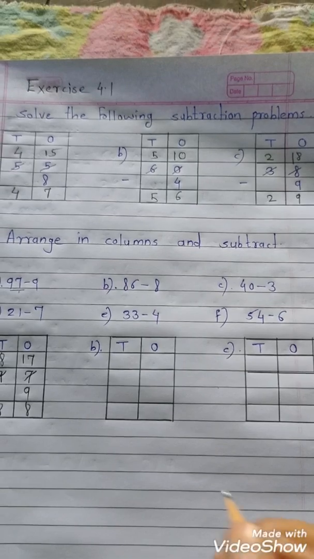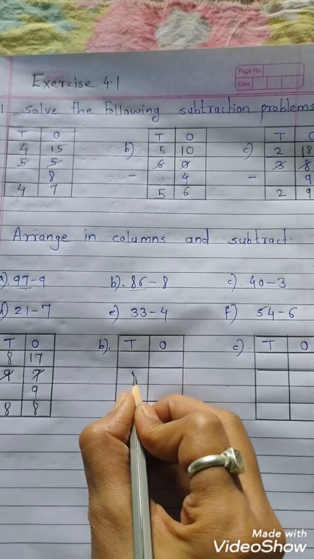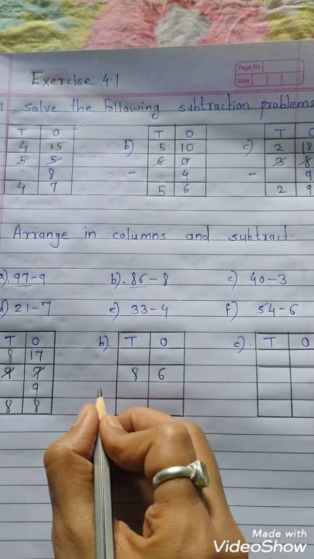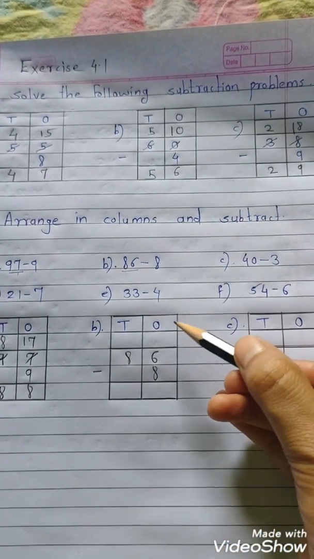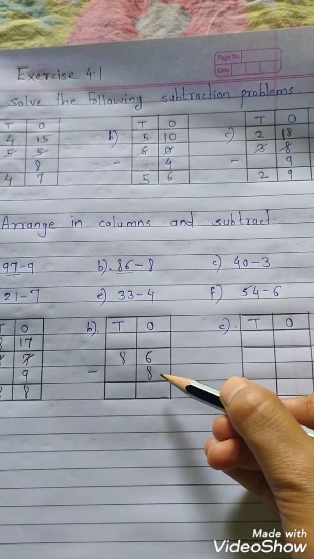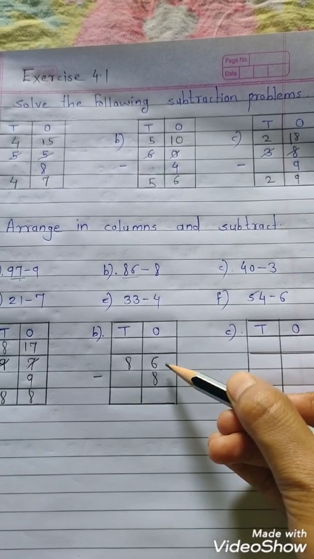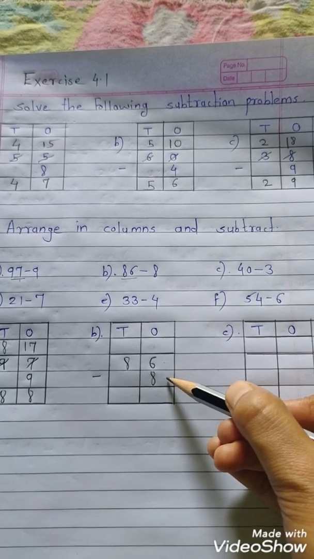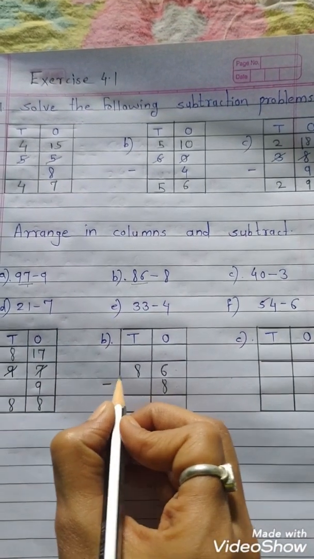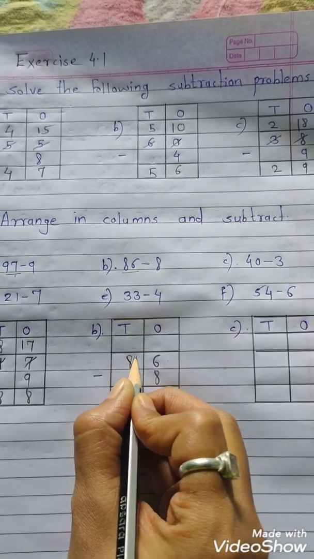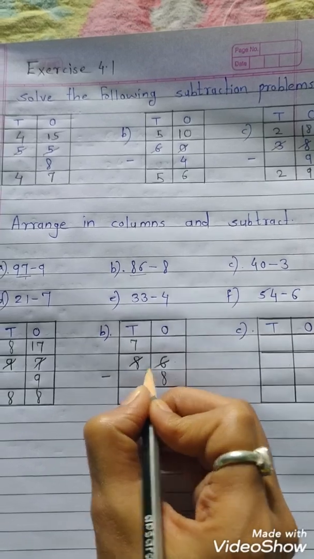Next, 86 minus 8. So arrange it in the place value chart column. 86 minus 8, as it is a one digit number, so we will write 8 on the ones column. Now starting from the ones column, 6 minus 8, will subtraction be possible? No, because our first condition is to check that the first number is bigger than the second one. Here 6 is not bigger than 8, so subtraction will not be possible. So what we will do, we will take a borrow from its next. Now next is 8. Now 8 can give us 1. Yes, so how many will remain here? 7. And 10 plus 6 becomes 16.